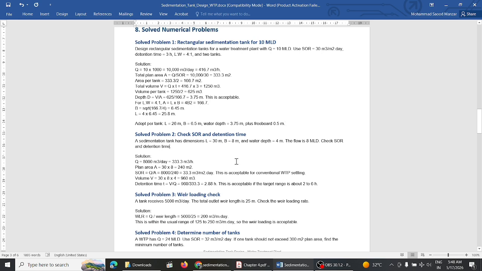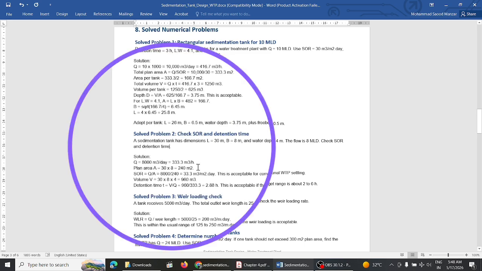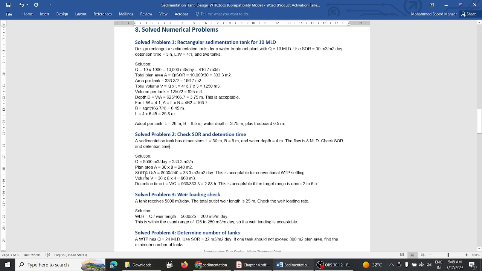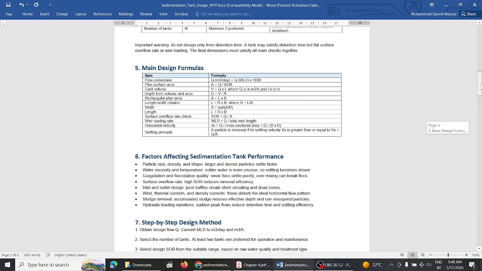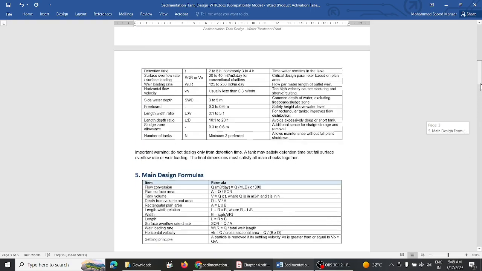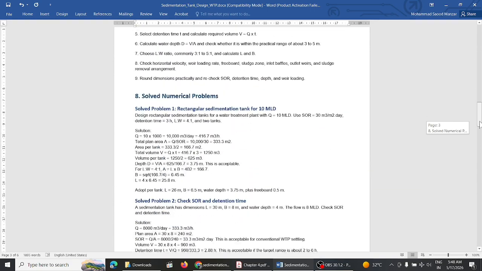So we will first of all convert that, the same thing we did in the first problem. We will first convert the meter cube per hour, then area is equal to L into B, which is 240 meter square. Then SOR is equal to Q upon A. This is acceptable because the SOR is lying from 20 to 40, if you see here. So this is 33.3, which is acceptable.